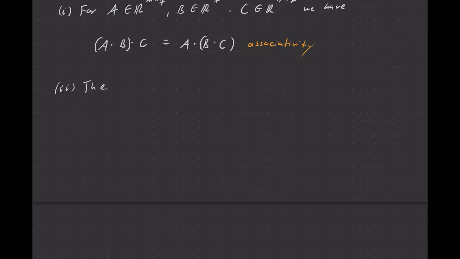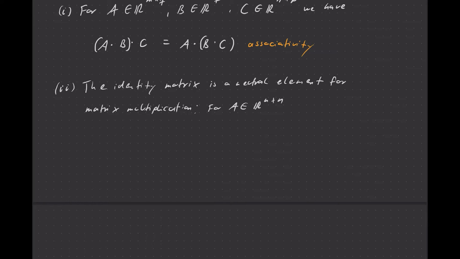So the identity matrix is a neutral element for matrix multiplication. Meaning, for a square matrix A in R to the n by n, we have A times I_n is A, and also I_n times A is A. Multiplying by an identity matrix does not change the matrix.